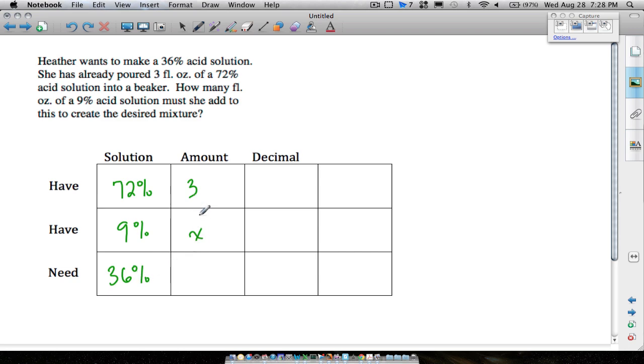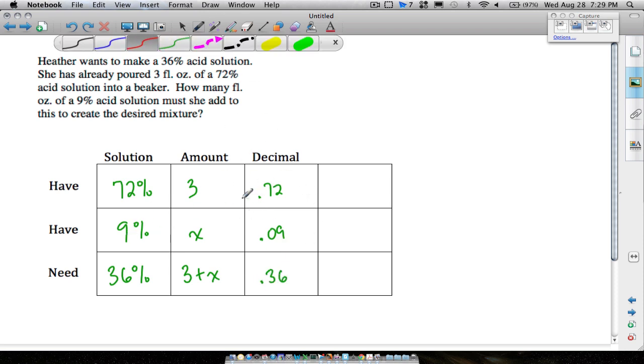This one isn't really too different than the last example, except the x is in a different spot, and that's only because I set my table up. I put the 72% first and the 9% second. So our total solution is going to be 3 plus x fluid ounces, because again, you just add these up to obtain that amount. There will be a problem in a minute where this is going to be a little bit different, but hang on. So our decimal, 0.72. Our decimal here, 0.09, and again, I'm just converting these percents to decimals. And this decimal here is 0.36.